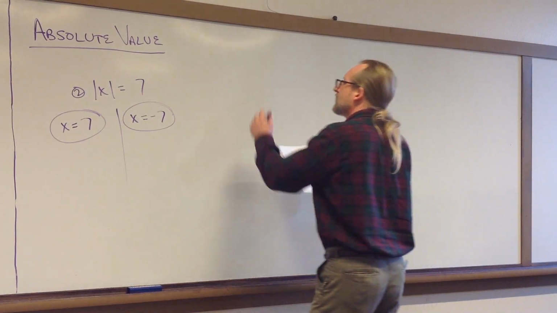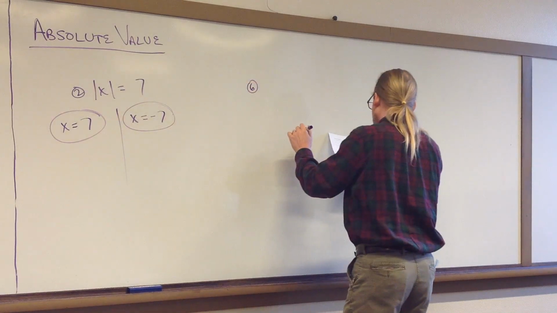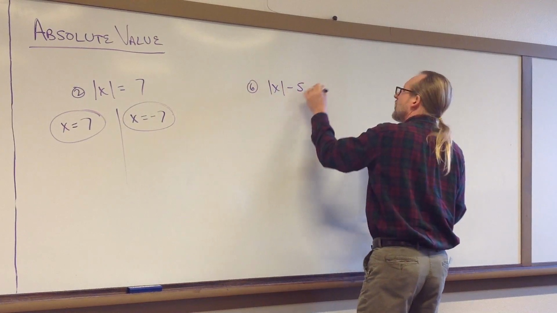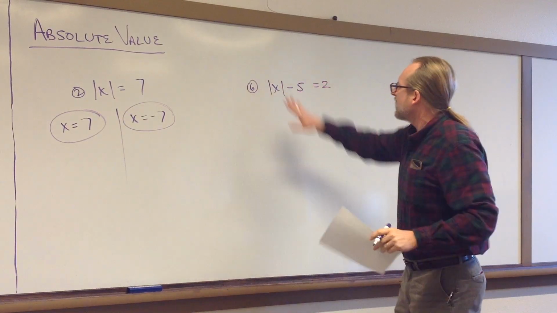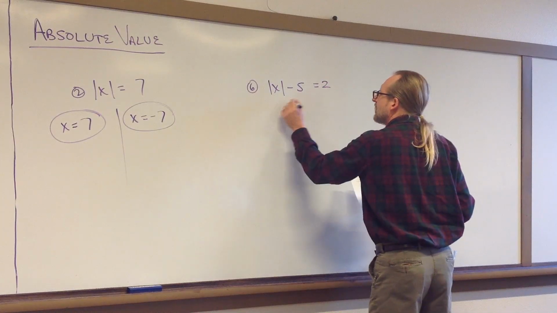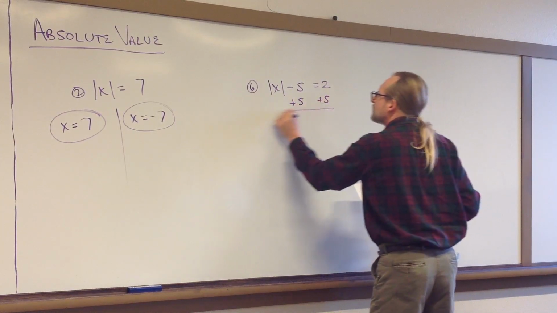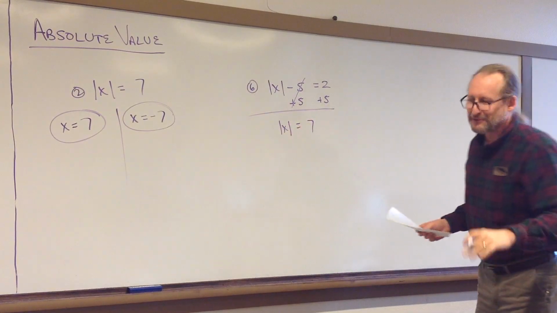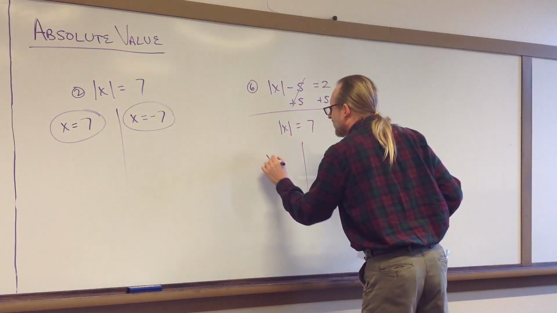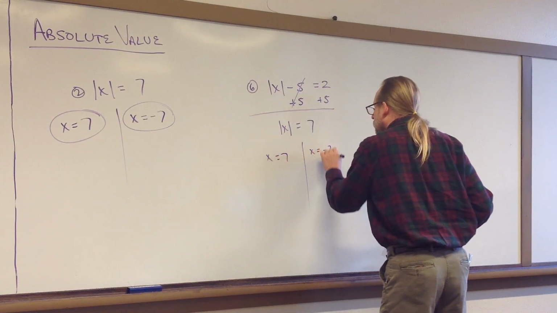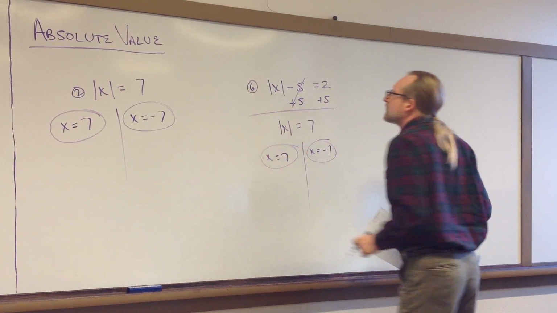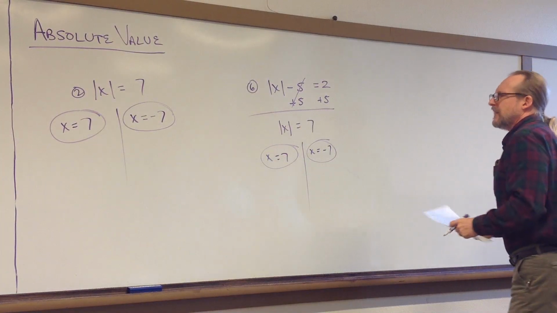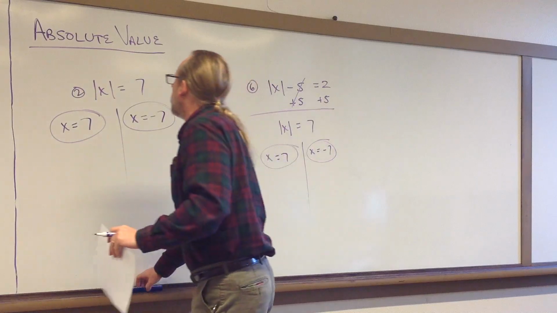Let me look at number 6, and then we'll go back and talk about number 4. In number 6, this is really sort of the only one that's like this. We want to get the absolute value piece by itself first. So let's move that 5 to the other side. And then this actually just turns out to be the same as number 2, where x could be 7 or x could be -7. So there's our two solutions for number 6. Okay, let's go back and talk about number 4.